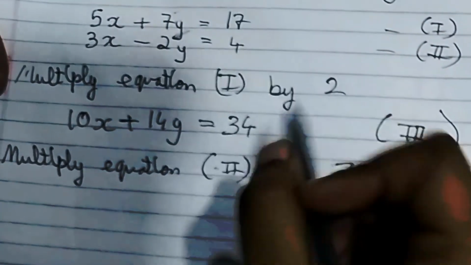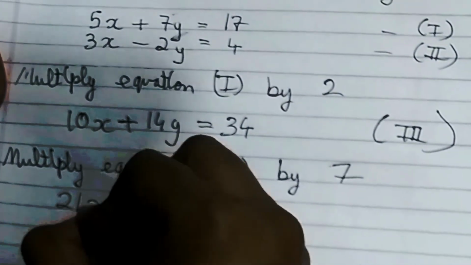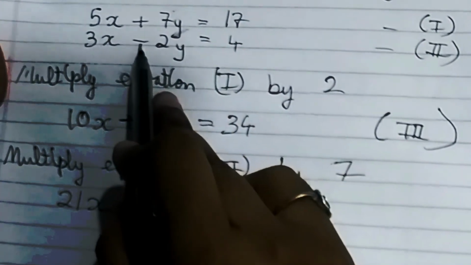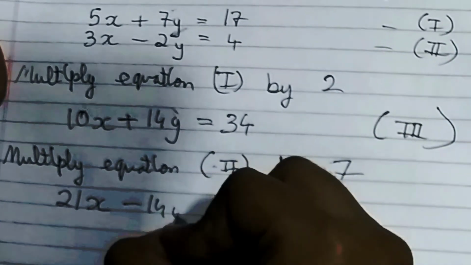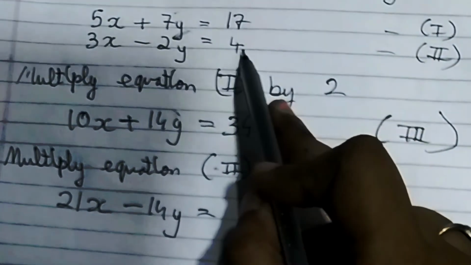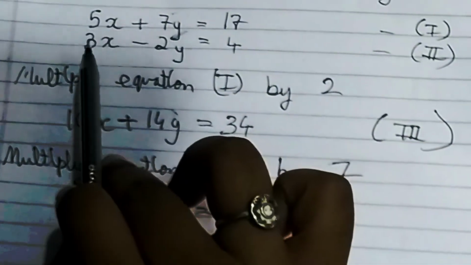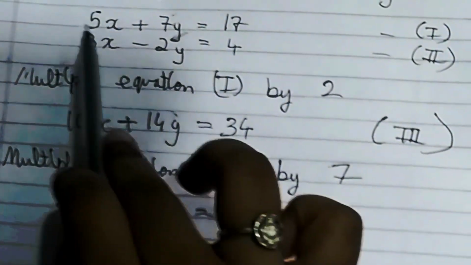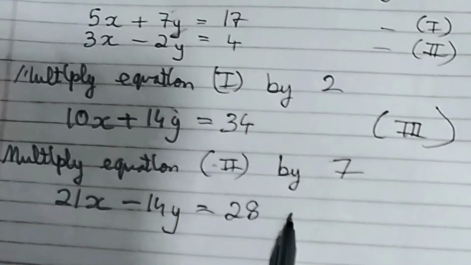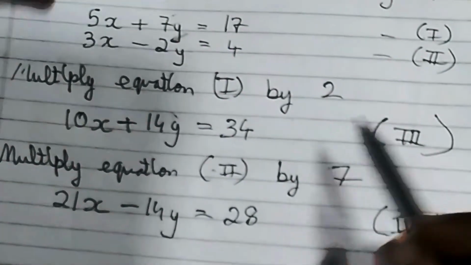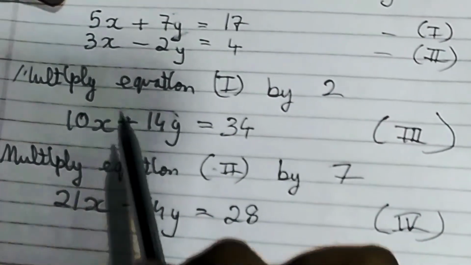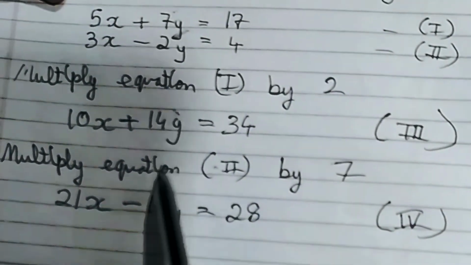3x into 7 will become 21x, minus 2y will become minus 14y, equal to 4 times 7, which is 28. So we have multiplied the full second equation by 7, and this is the equation we got. We will name it equation 4. Now see these equations 3 and 4. Now we will solve equations 3 and 4.